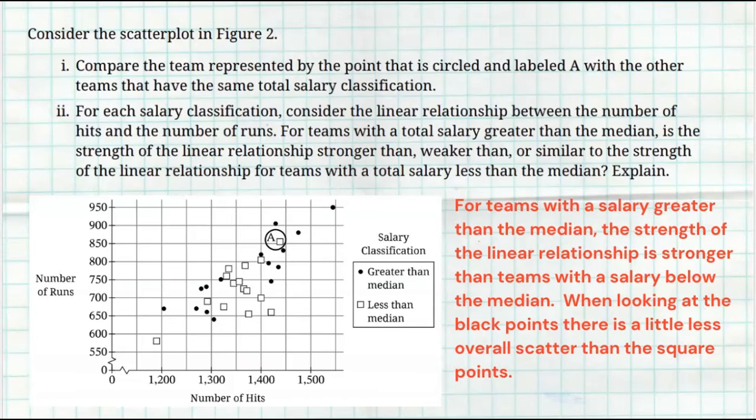Now, I also have to be honest, if you said that the relationship is similar, I really believe that you should get the point. Now, I can't promise that. I don't know what the full scoring rubric is yet. They haven't released it. But honestly, it's not like it's crazy different. I don't think that one of them is way more scattered than the other. But if you just try to single out those black dots, I think that they do form a little bit of a stronger relationship than the square ones.